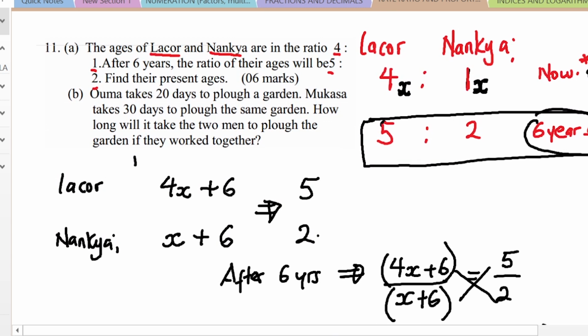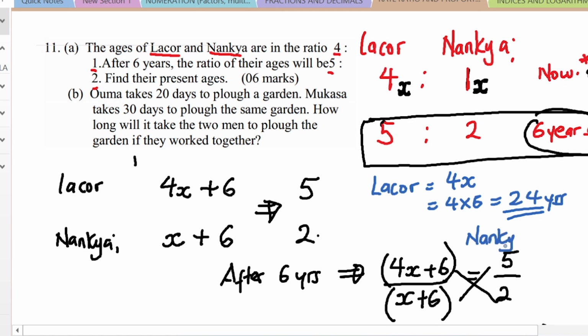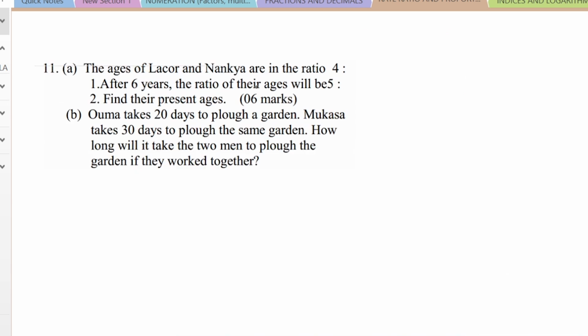The question says find their present ages. Since we know the value of x, their present age for Lacour will be 4x, which is 4 times 6, which is 24 years old. Then for Nancha, her age is 6. And that's the answer. So we have answered part A. So let's do part B of number 11.